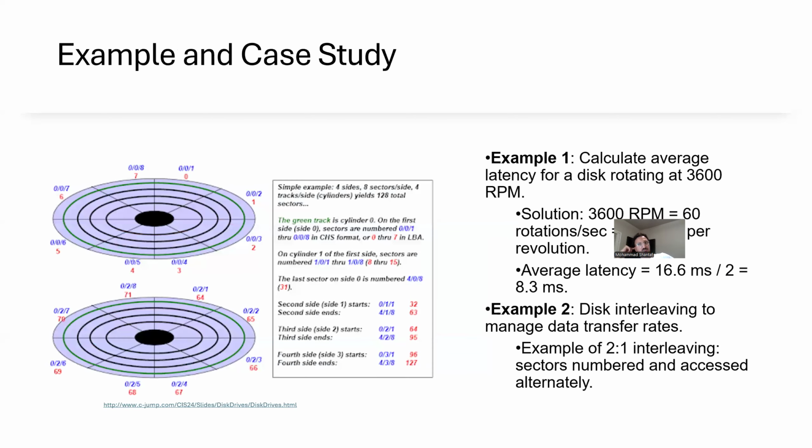Nevertheless, over here we just have a small example in the case study. It says, calculate the average latency for a disk rotating at 3600 RPM. This is how we calculate it using regular rotations per second, and then we calculate the revolution and latencies in a very similar way.